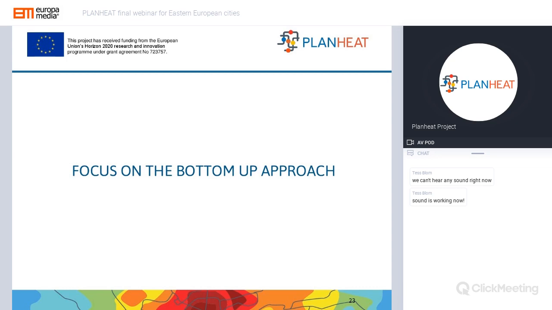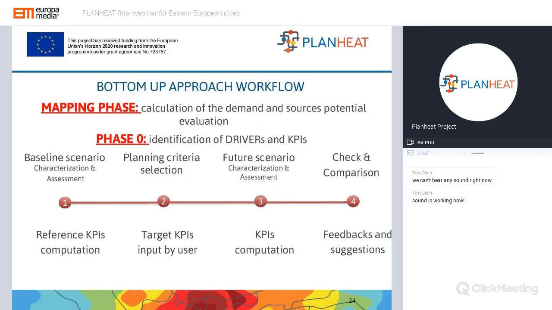Okay, so let's go with the focus on the bottom-up approach. In order to use the PLANHEAT tool via the bottom-up approach, the first step is to use the district mapping module. So the mapping phase is about calculating the demand and the sources potential for evaluation. It starts with the baseline scenario characterization and assessment, continues with the planning criteria selection for future scenarios, and check and comparison.